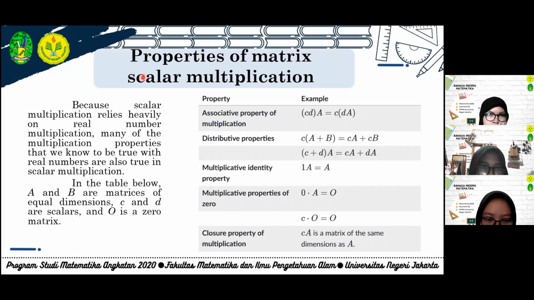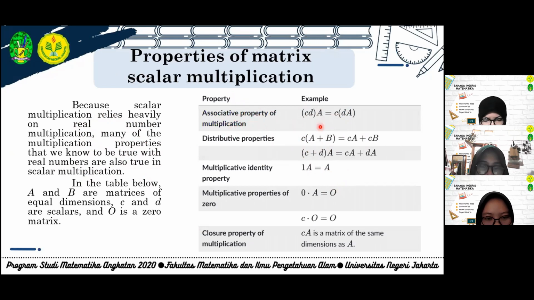Properties of matrix scalar multiplication. Because scalar multiplication relies heavily on real number multiplication, many of the multiplication properties that we know to be true with real numbers are also true in scalar multiplication. In the table, A and B are matrices of equal dimension, C and D are scalars, and O is a zero matrix.